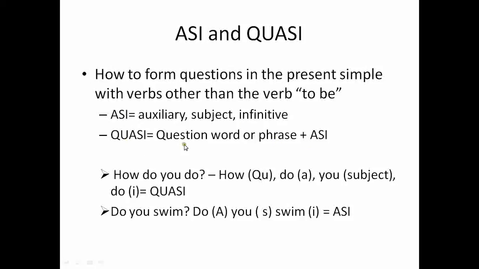QUASI: question word or phrase plus ASI. Okay? How do you do? You have how, which is a question word. You have do, which is the helping verb. You, the subject, and do, which is also a verb other than the verb to be.